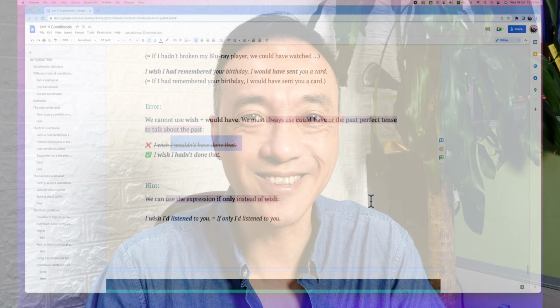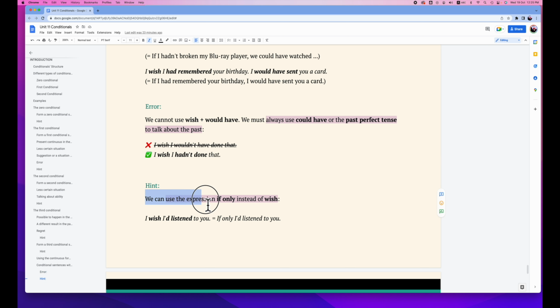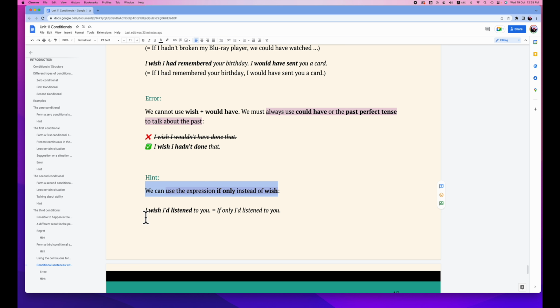Also, we can use the phrase if only to replace the word wish. Let's take a look at how to do that. We can use the expression if only instead of wish in the sentence, like this. I wish I would have listened to you becomes: if only I had listened to you.